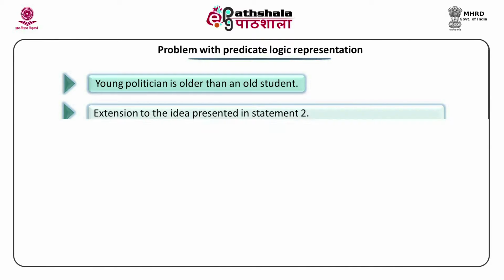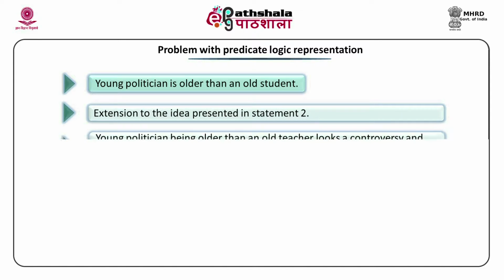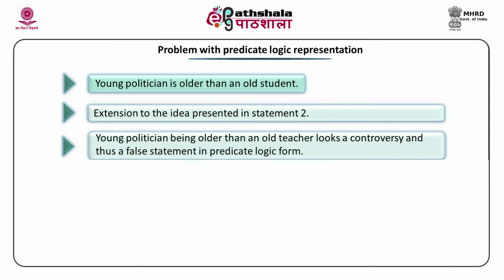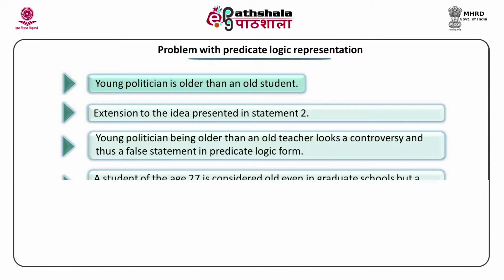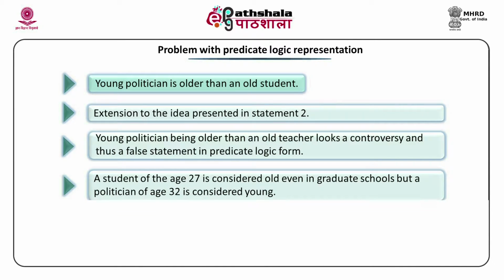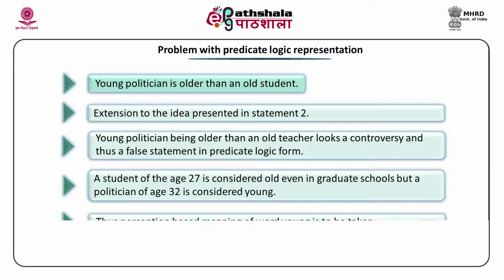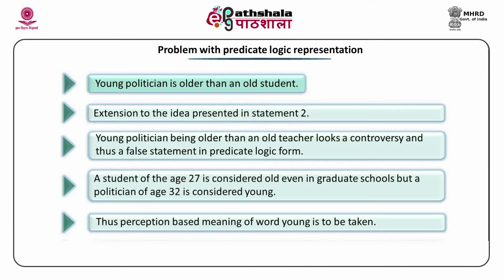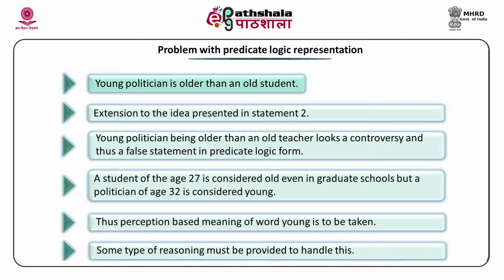It says that, in fact, the statement is true in the sense that the word young, when you associate it with politician, assumes a different range than when you associate the word old with a student. For example, a 28-year-old person, if he is studying somewhere, even in postgraduate school, you can consider him old, but a 32-year-old politician is considered young. The point is, young is a concept which carries different meaning in different contexts. That is the problem. How do you represent this difference in predicate logic? There is no way of doing that. So, that is the other problem.